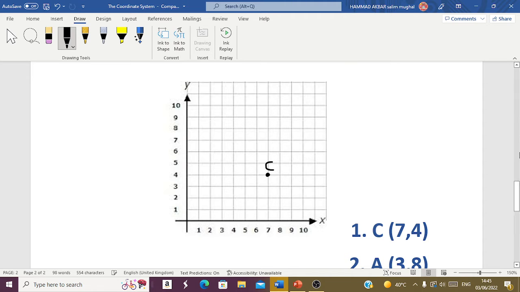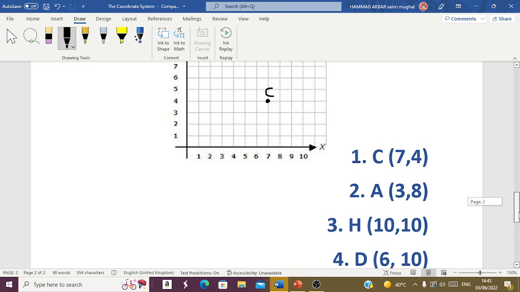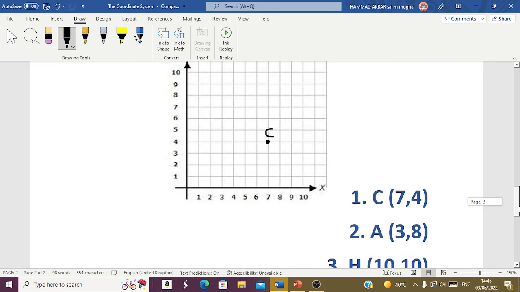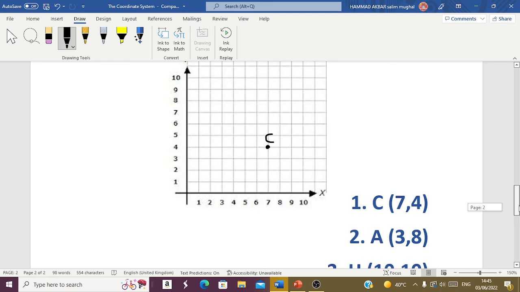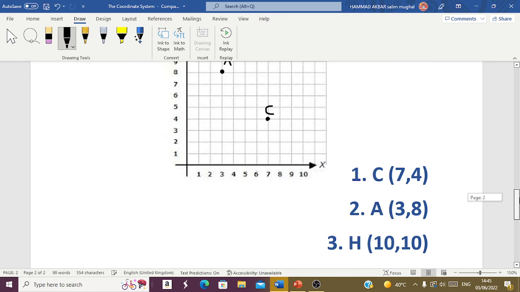Now let's look at another one. Let's look at A, which is (3, 8). So (3, 8) is basically here. For 3 we start with the x-axis, and then for 8 we go up the y-axis. So (3, 8) is here, and we have to name it A. I know it's not a proper A, but it'll do for now.